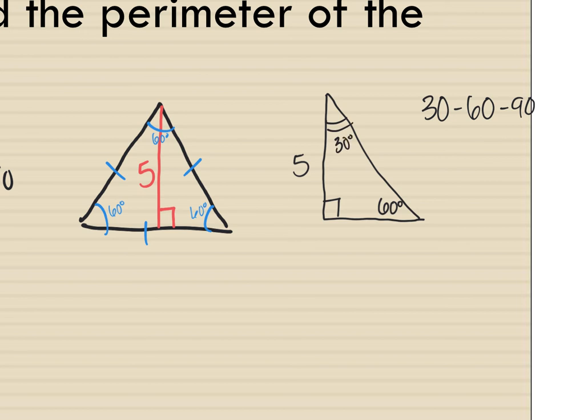And we're always going to start with the side opposite the 30, right? That side opposite the 30 is, what should we label it? A. The side opposite the 60 is going to be equal to what? Zoe? Square root of 3 times A. And the hypotenuse is going to be what? 2A.